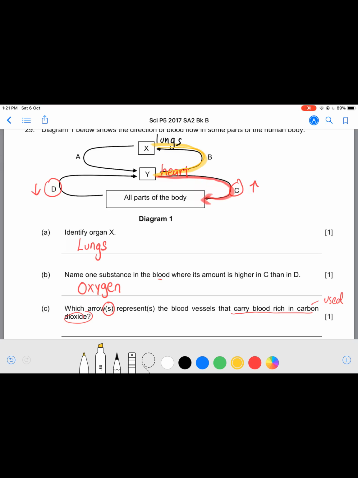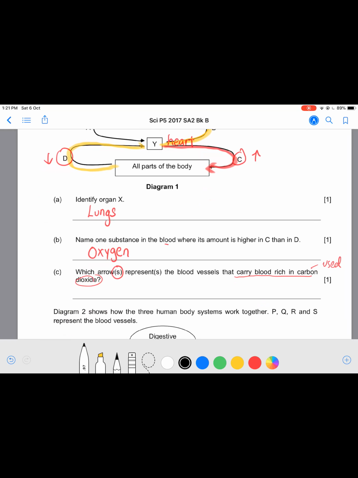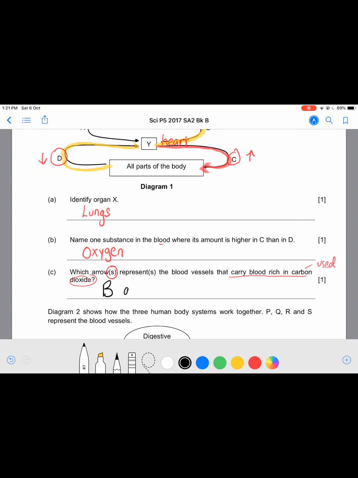That's one going back to the lungs, and the other one would be D, also going back. Alright, going back to the heart, going back to the lungs, all to be respired, all to be exhaled out. So the two answers would be B and D.